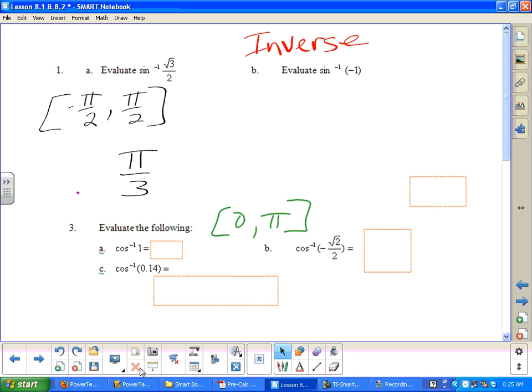Right. Inverse sine of negative 1. From negative pi over 2 to pi over 2, when does sine equal negative 1? And this is where, when they're negative, the biggest mistakes are made, because people will answer 3 pi over 2, but 3 pi over 2 is not between negative pi over 2 and pi over 2. So instead of 3 pi over 2, I'm going to say it's negative pi over 2.